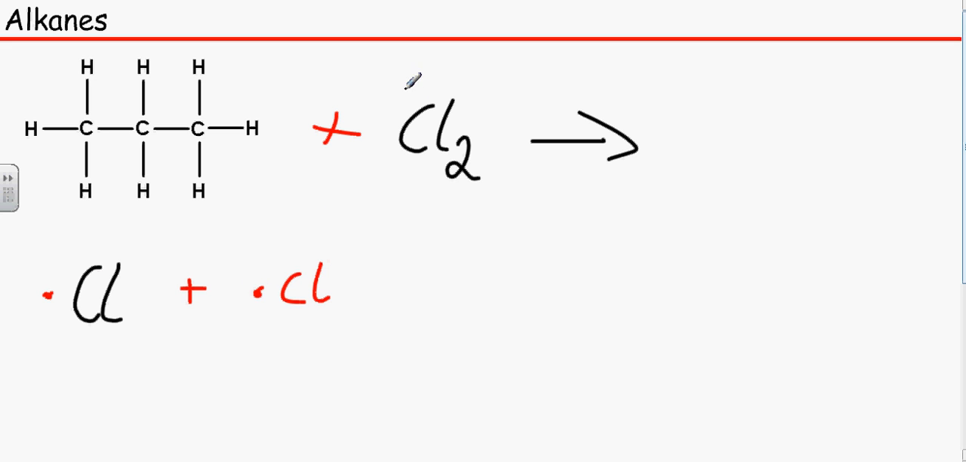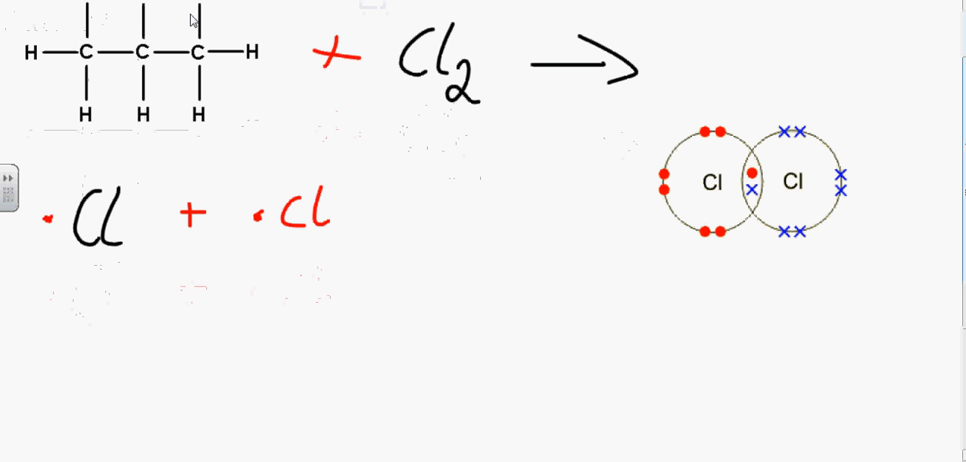Now, I'm going to show you a picture of chlorine. Chlorine has 2 electrons which are being shared, which is quite right. Now when we break them up through homolytic fission, 1 electron will go to this chlorine, and 1 electron will go to this chlorine, meaning that we have got 1, 2, I'm not going to draw it out again, 3, 4, 5, 6, 7.